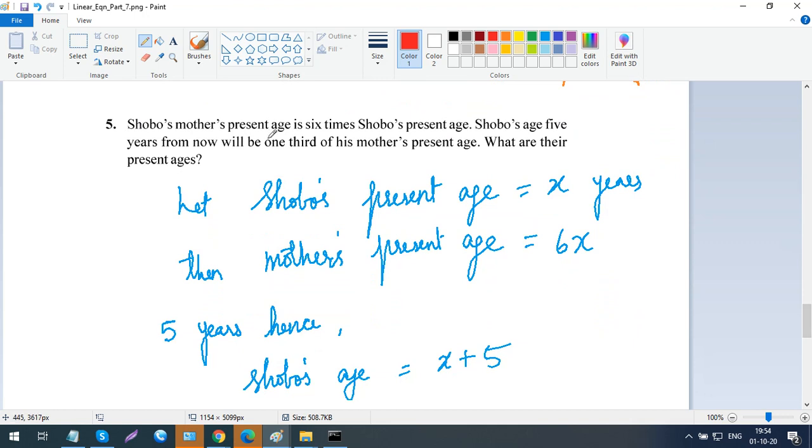Shobo's mother's present age is 6 times Shobo's present age. Shobo's age 5 years from now will be 1/3 of his mother's present age. What are their present ages? So we need to find the present ages of Shobo and his mother, right? So Shobo's present age is equal to x years. Let us assume mother's present age is going to be 6x, because it says 6 times Shobo's age. So that's been written.